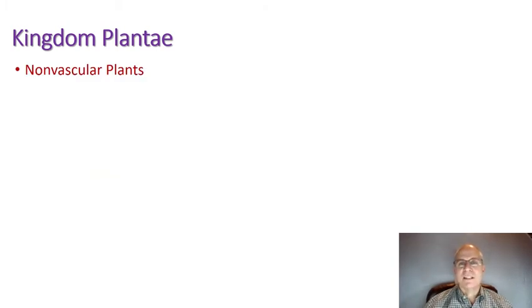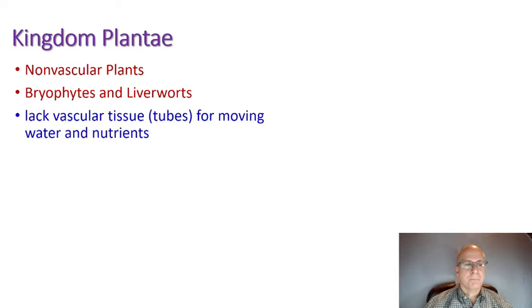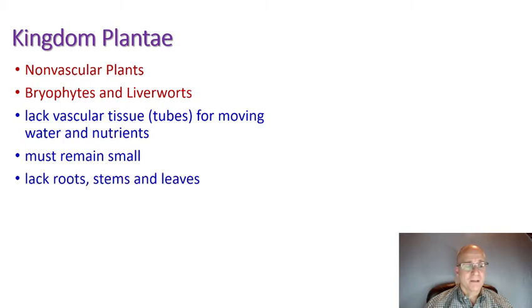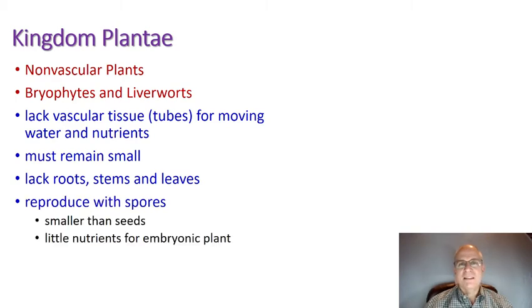So the first type of plants we're going to talk about are called the non-vascular plants. And the non-vascular plants are going to include things like bryophytes and liverworts. And these are going to, again, be lacking vascular tissue. They're going to be lacking these tubes for moving water and nutrients, and as a result, they're going to have to stay pretty small. They're also not going to have roots, stems, and true leaves. And these plants, like the next group that we're going to talk about, are going to reproduce with spores.